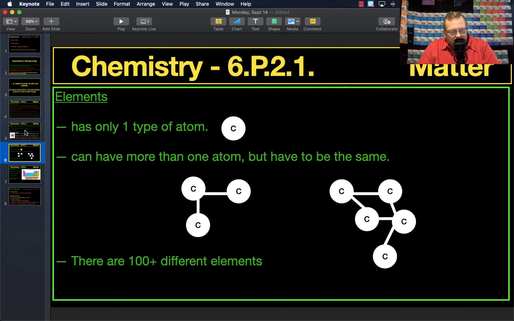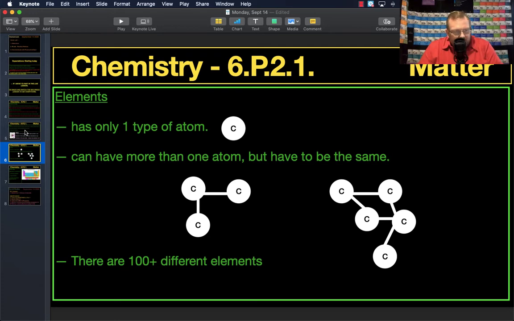So we talked about atoms. We talked about the parts of an atom. And we said atoms are building blocks. Well, sometimes atoms are elements. No, all the time atoms are elements. Elements are very specific. They only have one type of atom. It can be a single atom, like here, you've got a single atom of carbon. Or they can have more than one atom, but they're all the same.